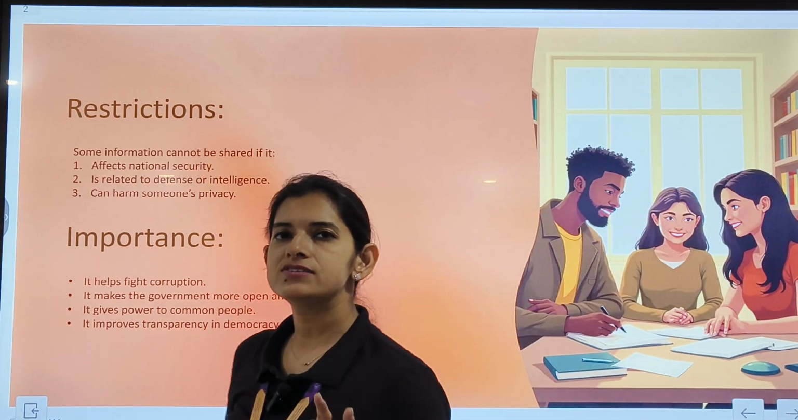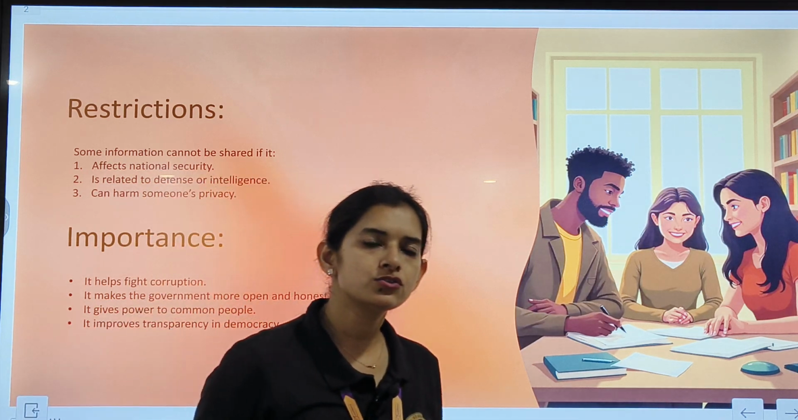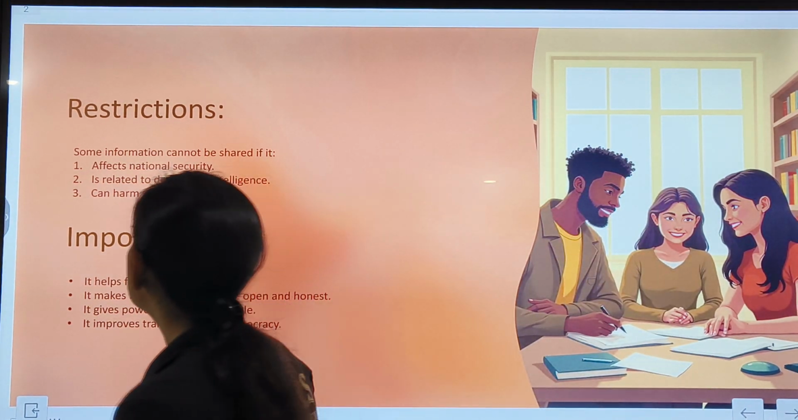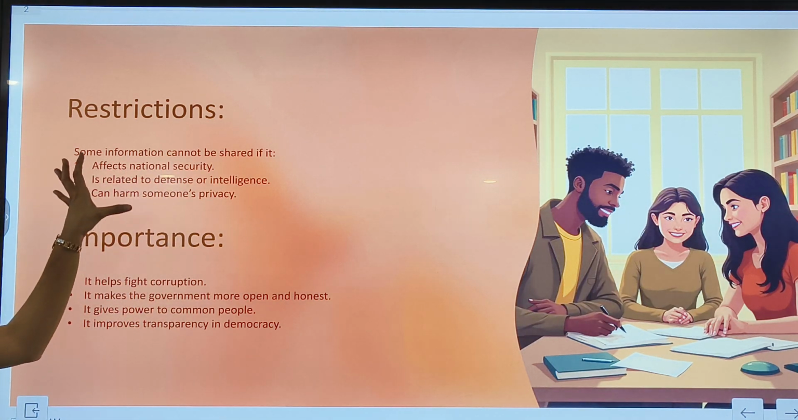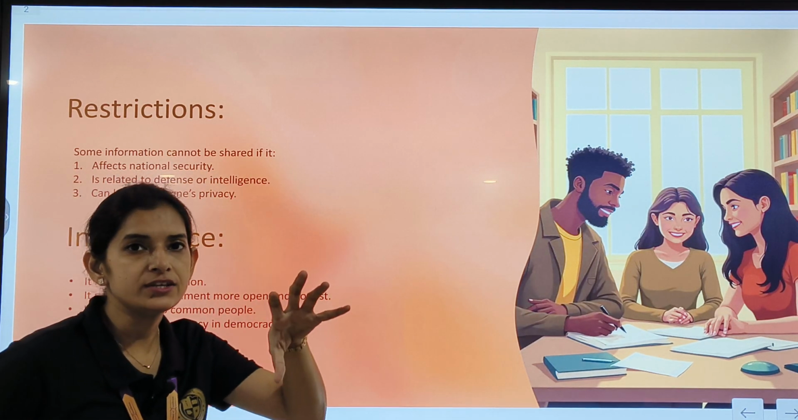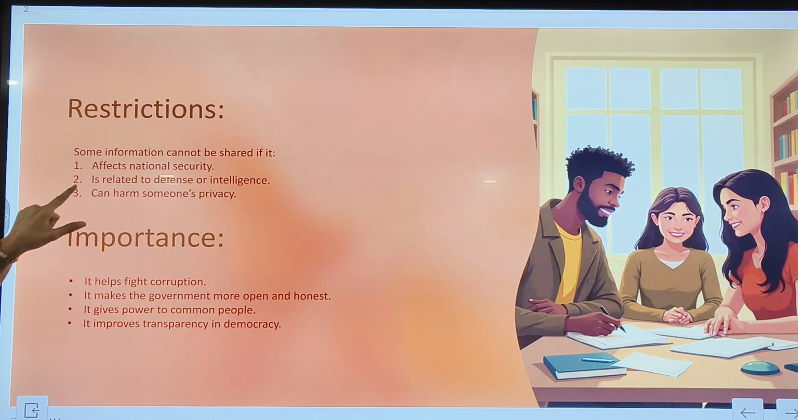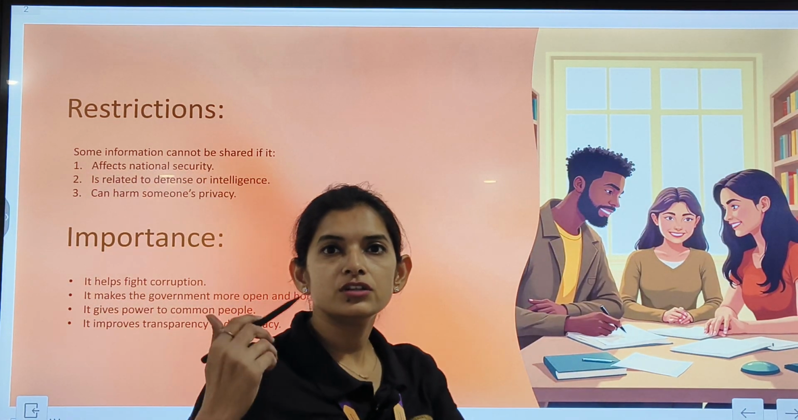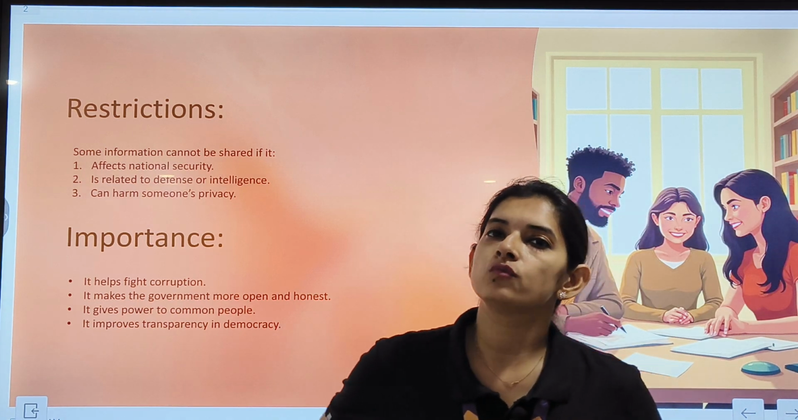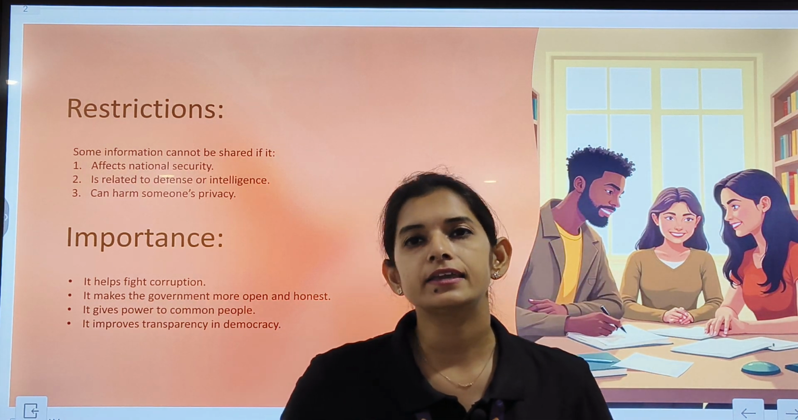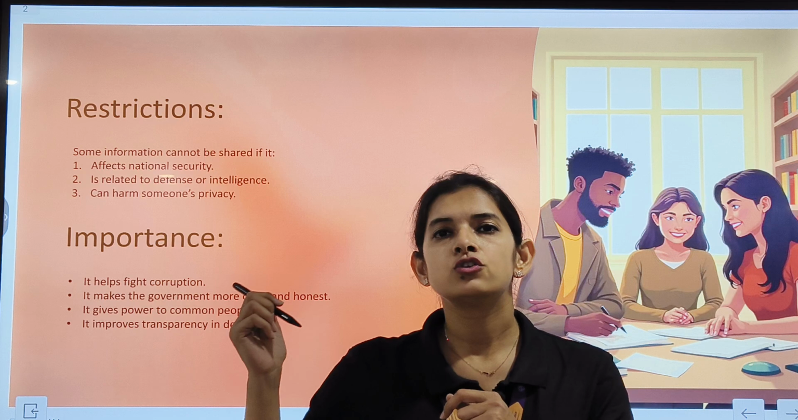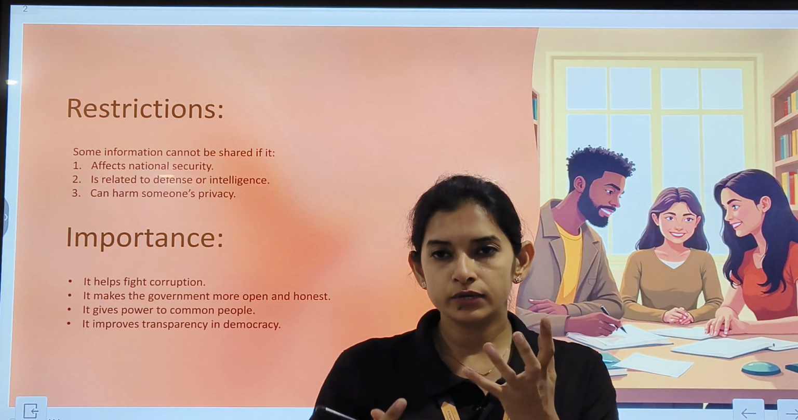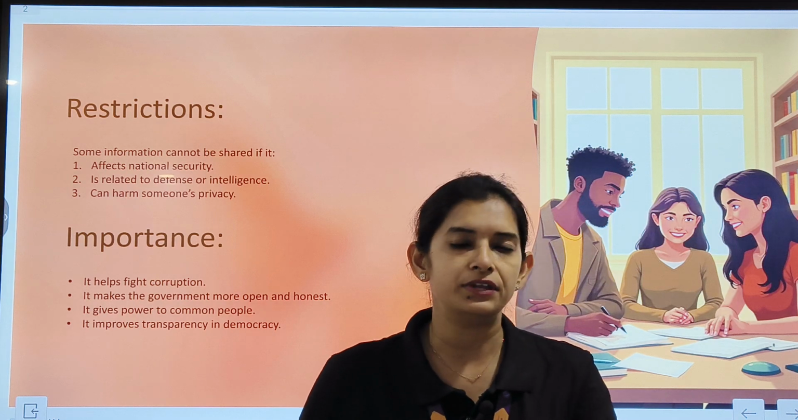Talking about some restrictions and some importance of these rights which are given to us. First of all, right to information comes with certain limitations, certain restrictions. First one, if there are any matters which are related to national security, those matters won't be disclosed. That is, RTI cannot be filed against that information. We cannot file any RTI to gain something which is confidential.